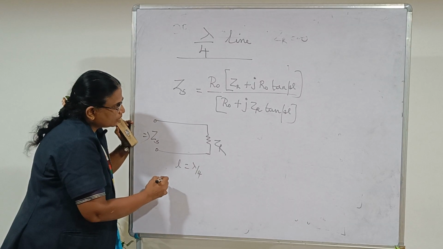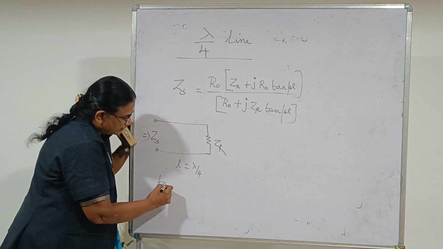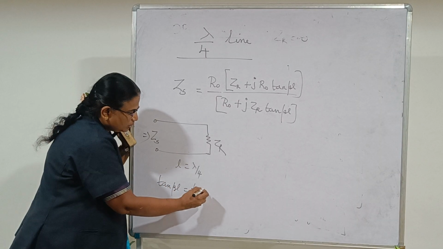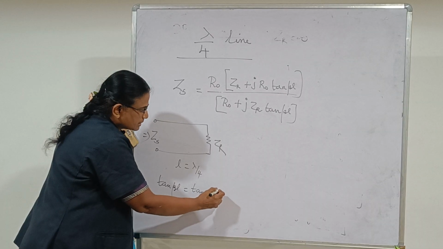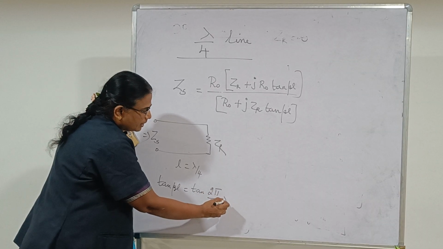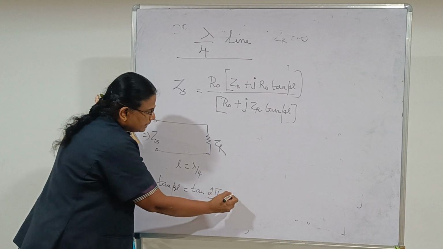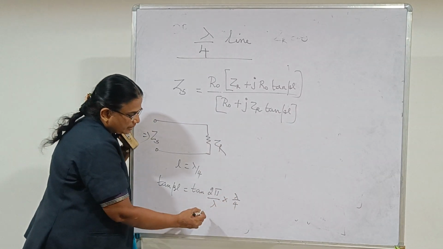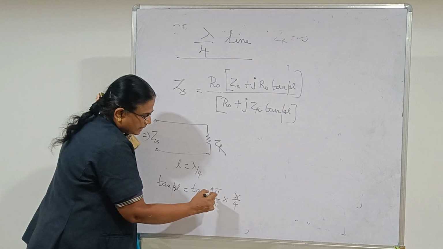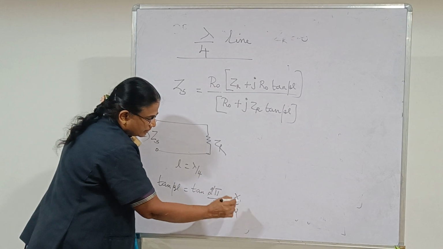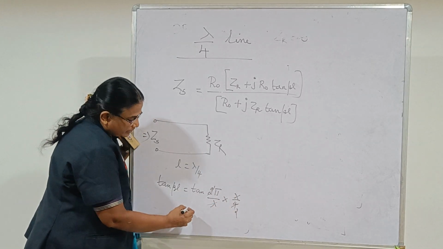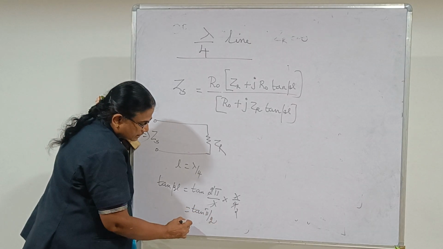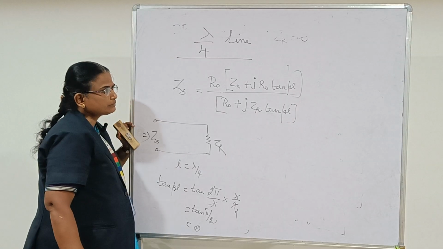So let us find out tan beta L. So tan beta L is tan of beta into L, where beta is the phase shift constant, which is 2 pi by lambda. Here the length of this lambda by 4 line is lambda by 4. Lambda gets cancelled, and 2 and 4 get cancelled. We get tan pi by 2. So tan pi by 2 is infinity.